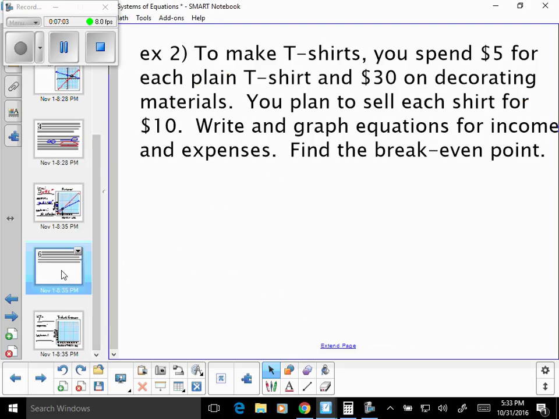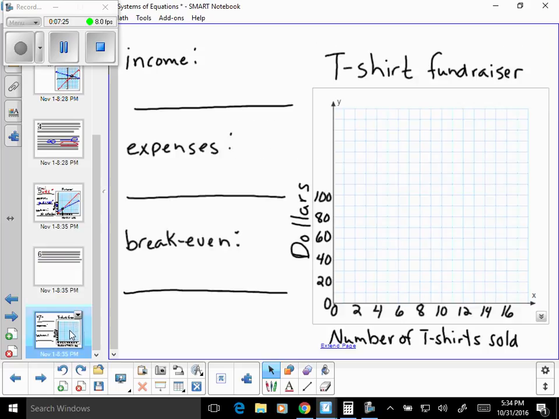This time you're going to make t-shirts. You're going to spend $5 for each t-shirt, and there's your plus, $30 on the decorating. You're going to sell them for $10 each. You're going to write and graph the equations and find the break-even point. So at this particular point, I would like for you to hit pause. You do the problem, I'll do it, and then I'll explain it.